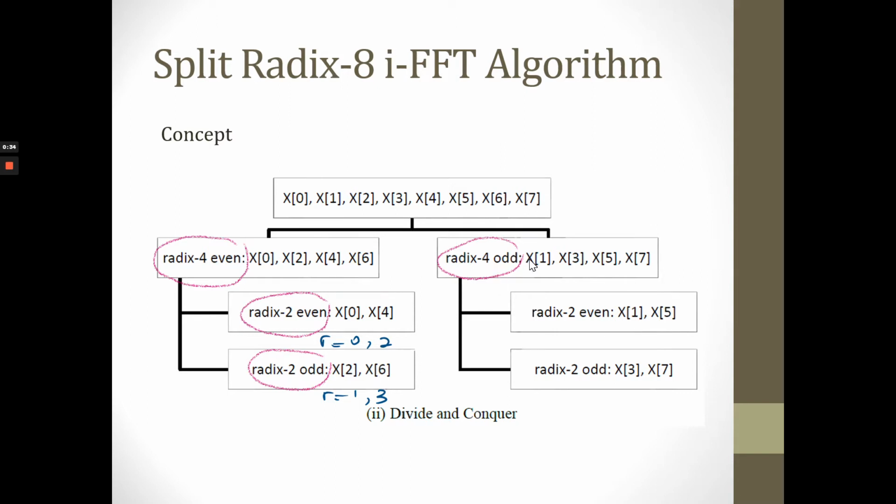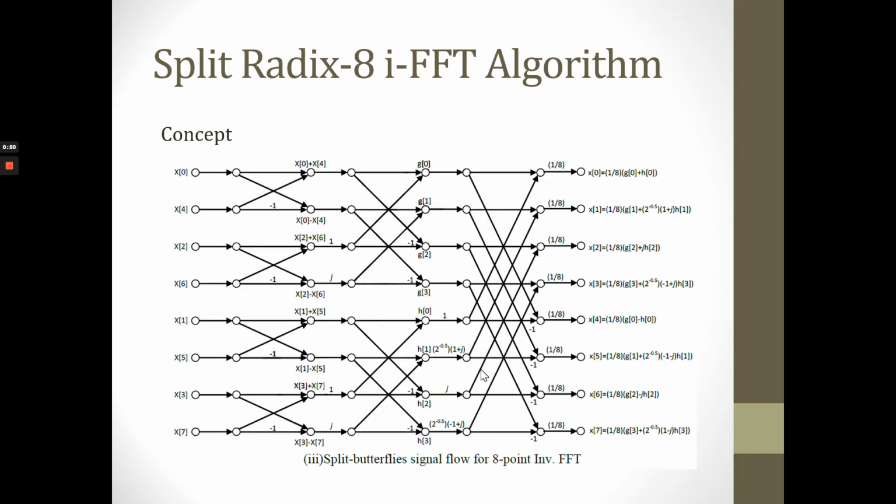Based on radix 4 odd, we have radix 2 even, x1 and x5, based on r equal to 0 and r equal to 2 respectively, and for radix 2 odd, it is based on r equal to 1 and r equal to 3 for x3 and x7 respectively. And this is the split butterfly signal flow for the 8-point inverse fast Fourier transform from Xk to determine xn.